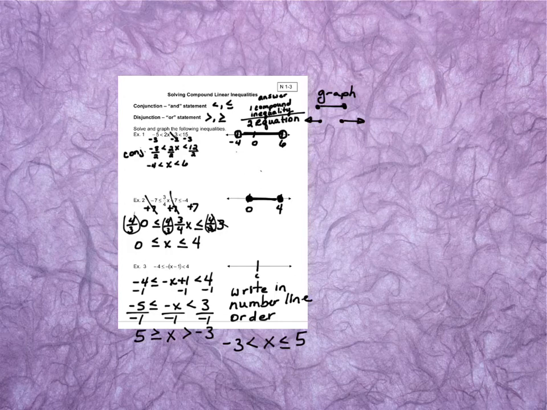So we put on our 0, our negative 3, and our 5. It's an open circle on the negative 3, and a closed circle or a shaded circle on the 5. And the solution set is between those two because it's a conjunction.